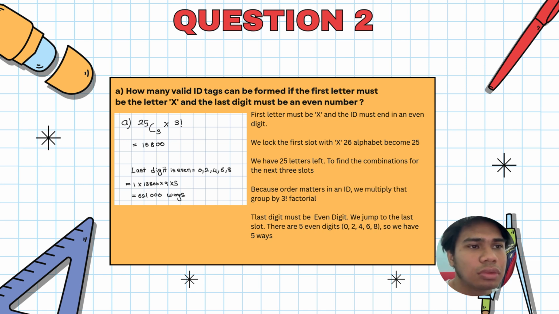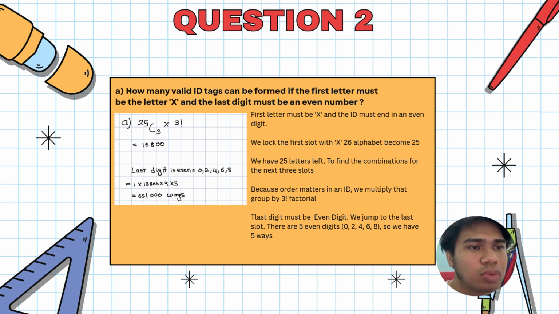For the first letter as X, we lock the first slot with X. So from 26 alphabets, it becomes only 25. Now we have 25 letters left to find the combination for the next 3 slots, and because order matters in the ID, we multiply the group by 3 factorial. Then the last digit must be an even digit. We jump to the last slot. There are 5 even digits: 0, 2, 4, 6, 8. So we have 5 ways.